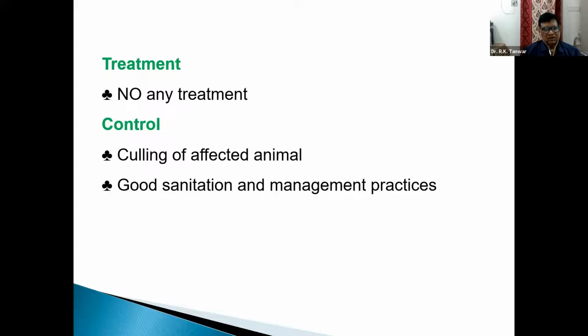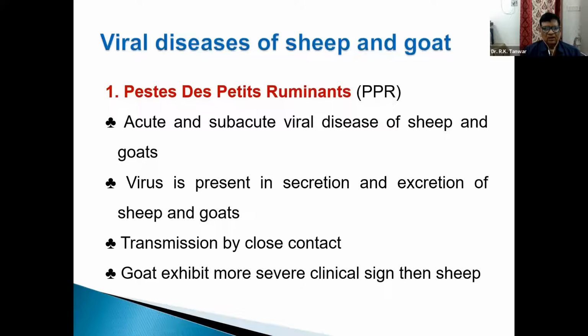There is no treatment for this disease. Paratuberculosis control is only by culling of affected animals. This is practiced by the owner. Even organized farms are also doing the same practice. Sanitation management practice is required. Then among the viral diseases, PPR is very important and causes heavy mortality. Actually, the whole sheep and goat population of Rajasthan is not covered, so some outbreaks occur. We go for diagnosis, and then we get vaccination.